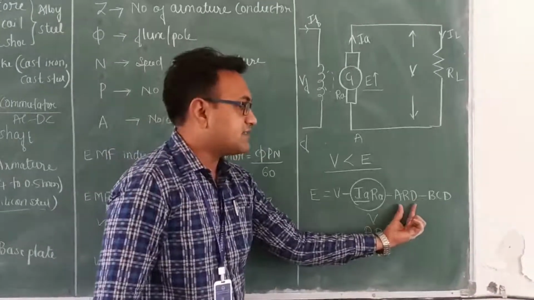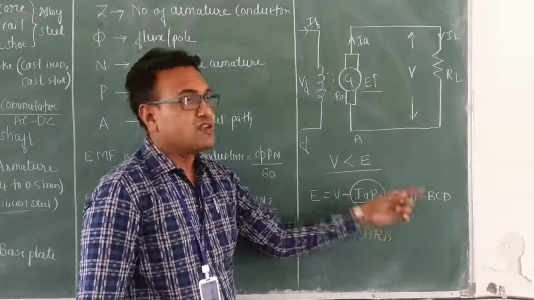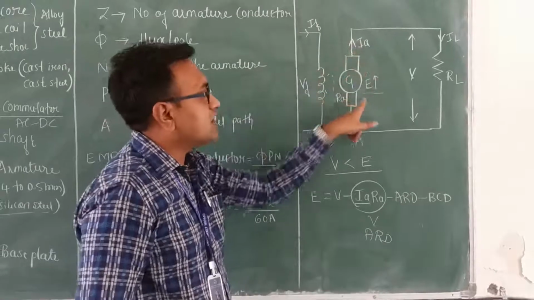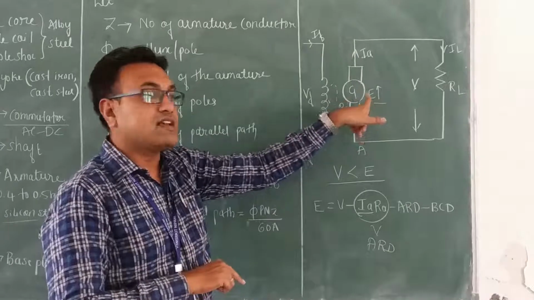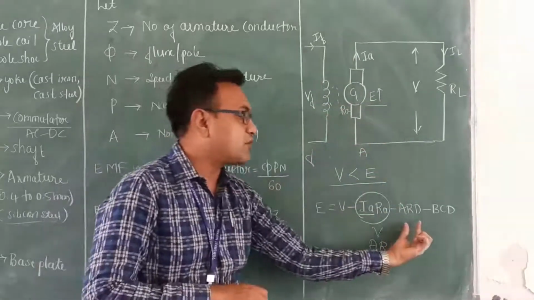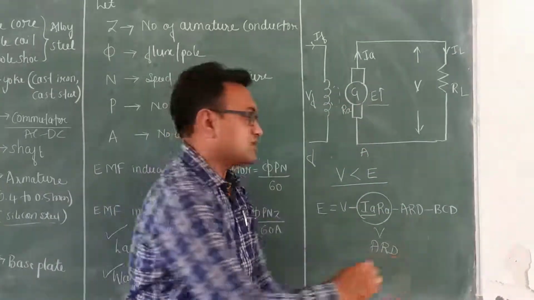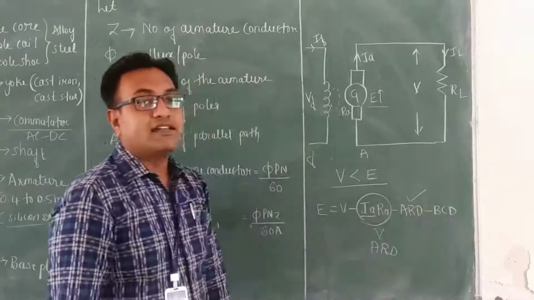Next is the ARD, the armature reaction drop. Whenever the armature current flows across the armature, the armature also produces flux. That flux is opposite to the main flux, so some amount of the voltage will be reduced. This is the armature reaction drop.